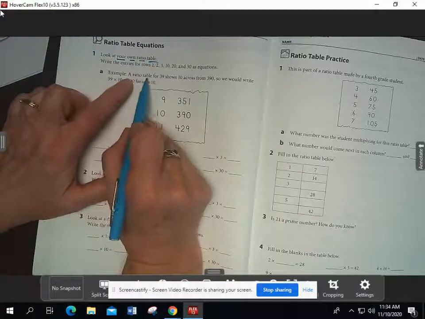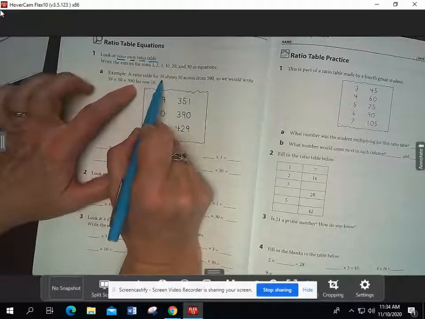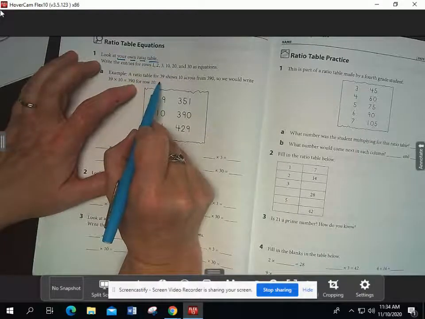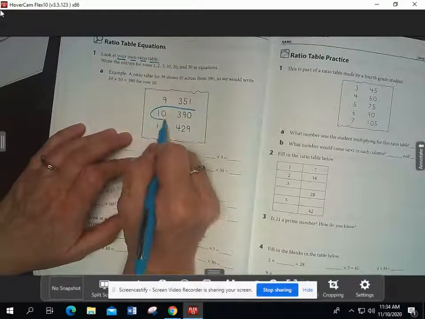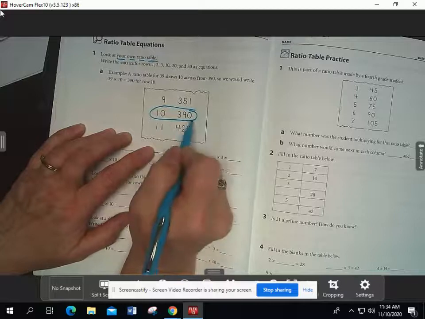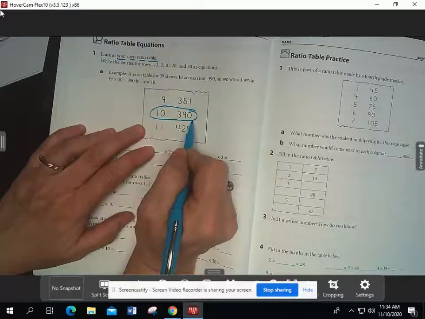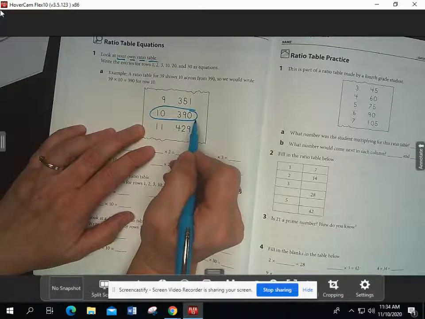So the ratio table for 39, and we have someone in here who did 39, shows that at 10 across, it's 390.